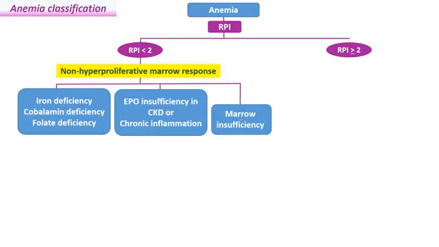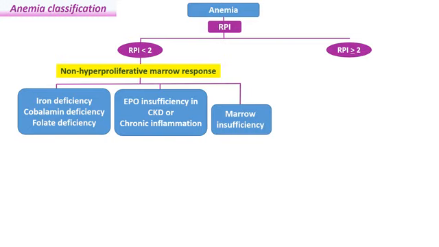Normally in anemia, the RPI should be 2 or more as per normal marrow response to the anemia. But when it is less than 2, we can say the marrow is non-hyperproliferative. It is a non-hyperproliferative marrow response.